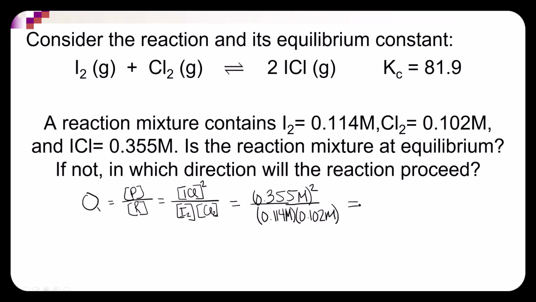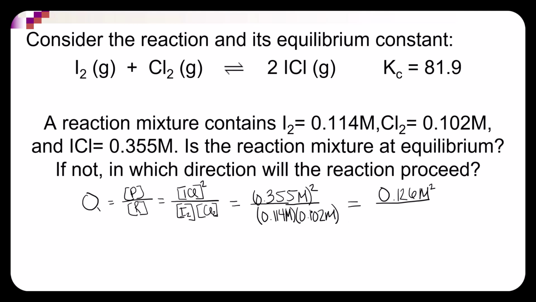You likely will skip a couple steps in solving this, but I'm going to be very explicit because I want to talk a little bit about how the units fall out here. So on the top, I'm going to take 0.355 and square that. On the top, we get 0.126, and the units become molarity squared. We square the units, so it becomes molarity squared.